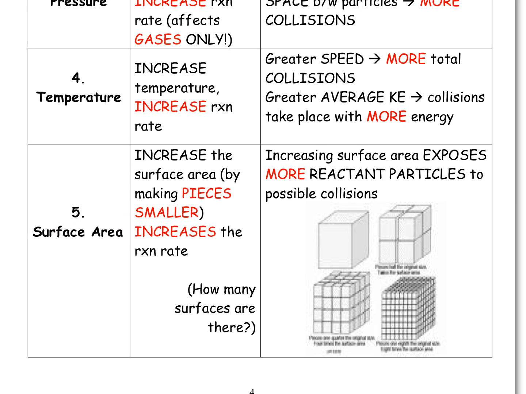Surface area. If I increase the surface area by making the pieces smaller, then the reaction rate will also increase. The question you need to ask yourself here is how many surfaces are there? Meaning, how many places are there for these collisions to occur? So by increasing the surface area, this exposes more reactant particles. It exposes more places for collisions. If there's more locations for collisions, there will be more collisions. More collisions means more effective collisions. More effective collisions, faster reaction rate.